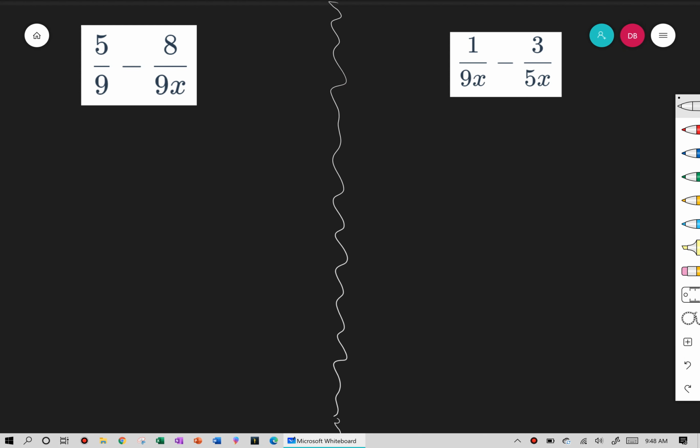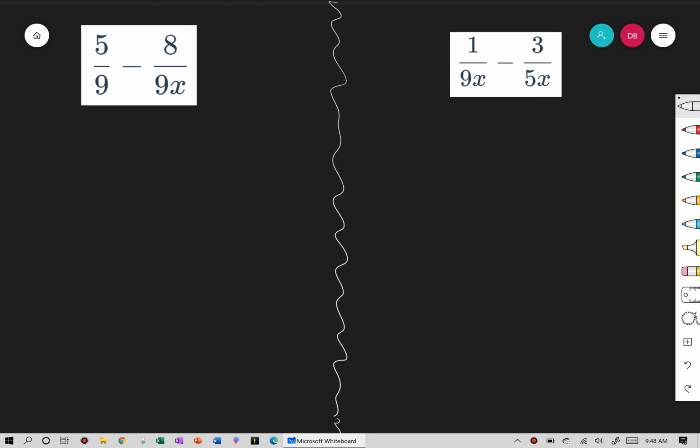So it's not as straightforward. I can't just combine the numerators. I need to find a common denominator. That is the only way I can add and subtract fractions. I need them to be the same type of fraction, or have the same denominator.